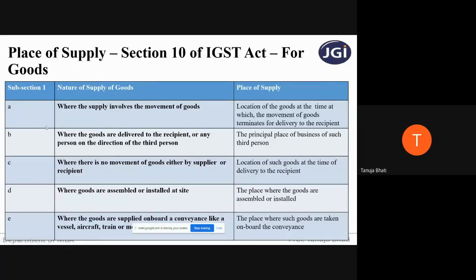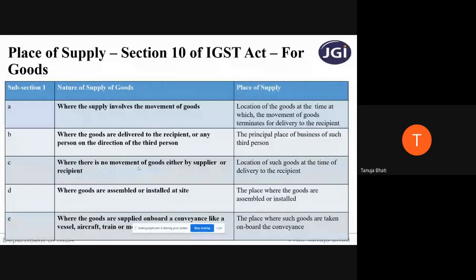Let us move ahead to subsection 1 clause B, where the goods are delivered to the recipient or any person on the direction of a third person. So the place of supply will be the principal place of business of such third person. Now suppose Mr. X will tell Mr. Y that please deliver the goods to Mr. Z. So here Mr. X is a third person. He's just directing that the goods should be delivered to Mr. Z. So here the place of supply will be the location of the third person. That is the principal place of business of the third person, that is Mr. X, whoever is directing that the goods should not be delivered to him but to someone else. So whoever is directing, the place of supply will be the principal place of business of such third person. In detail, we will be seeing in the succeeding slides.